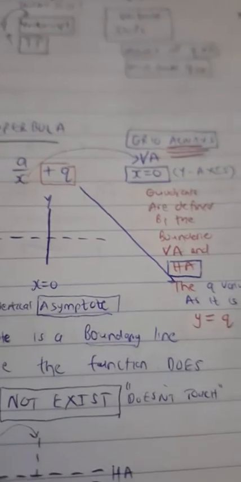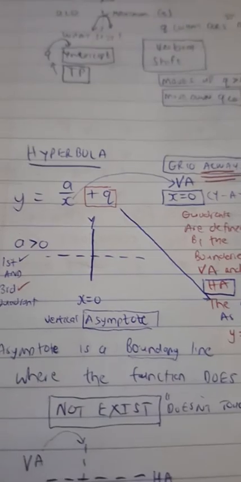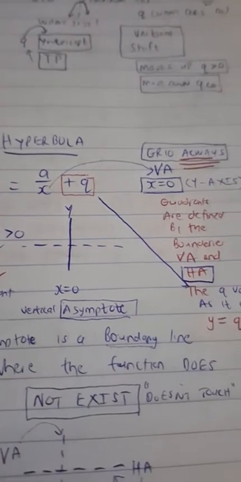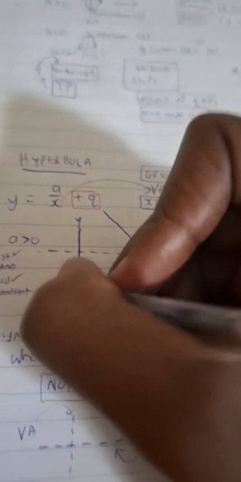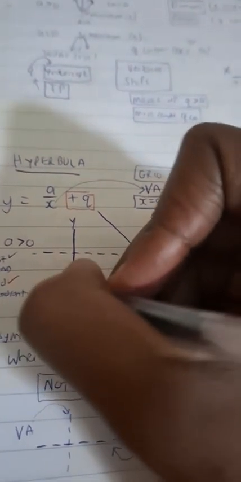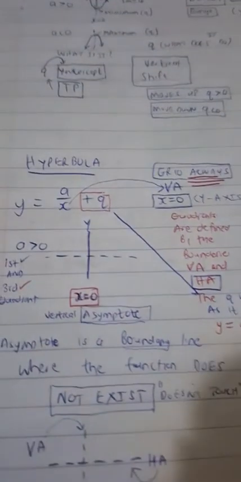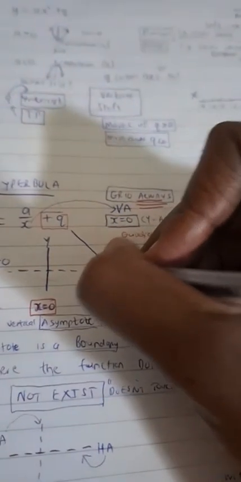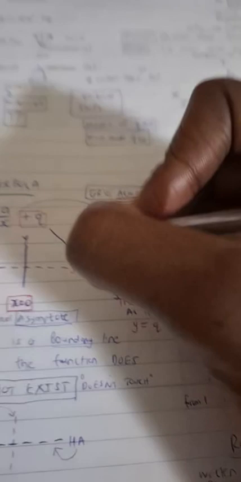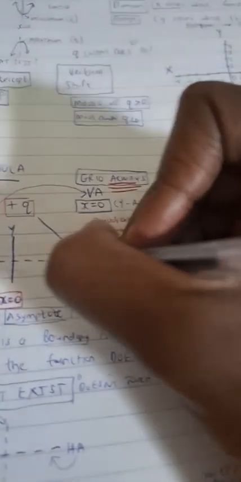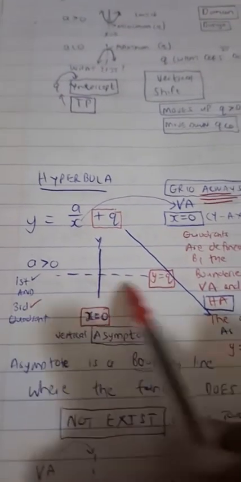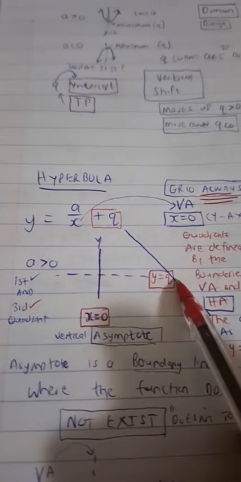I hope you are feeling me here, guys. So two asymptotes. X is equal to 0, which is the vertical asymptote, and then y is equal to Q. Or remember, we will specify that specific value for our horizontal asymptote.